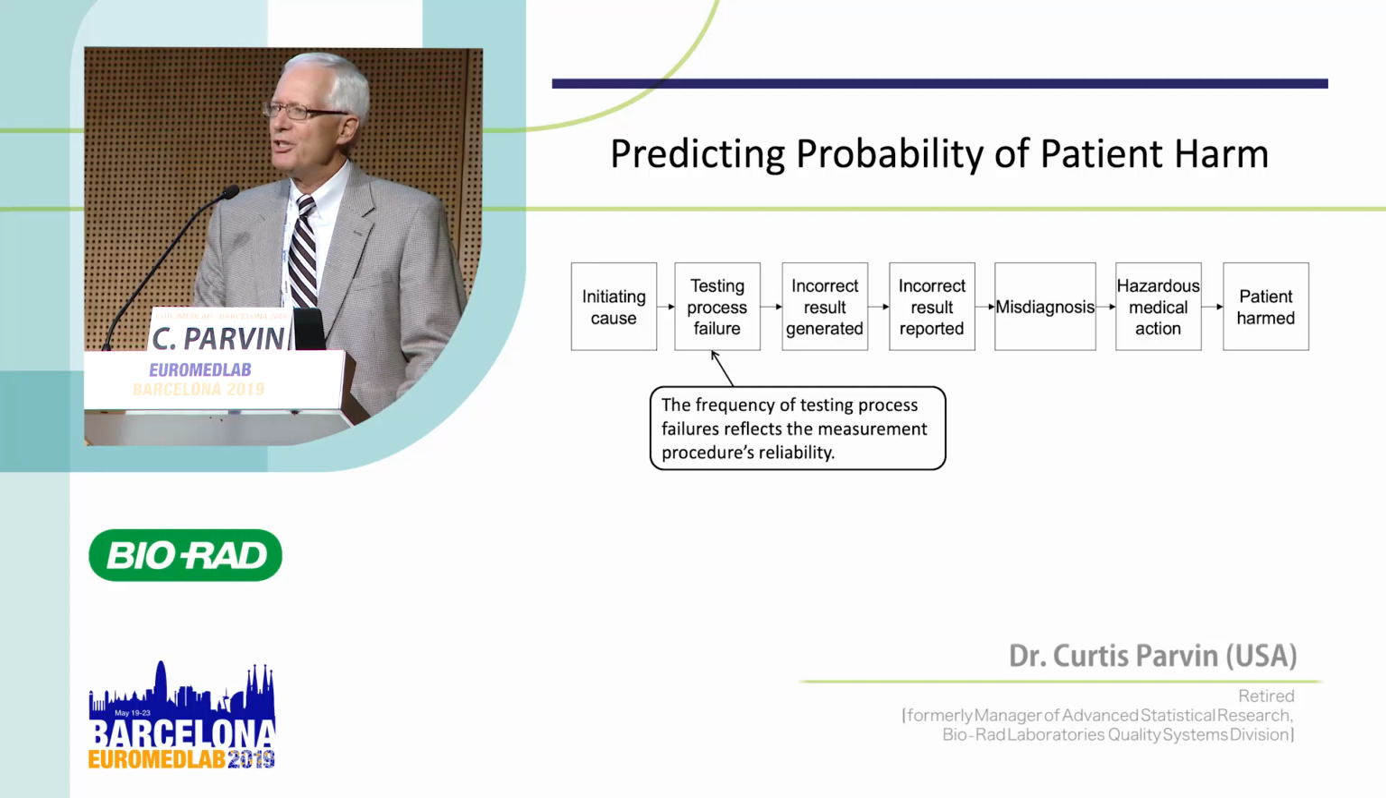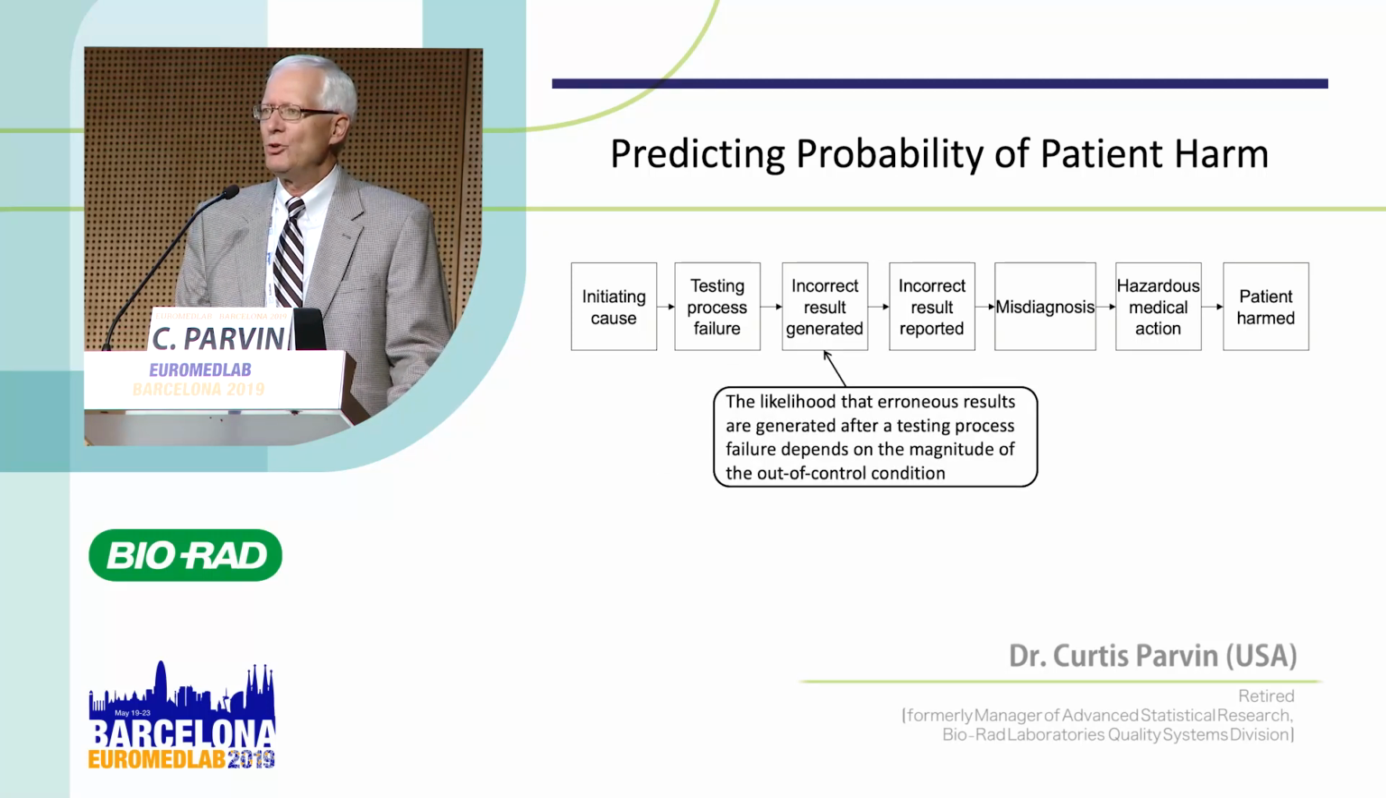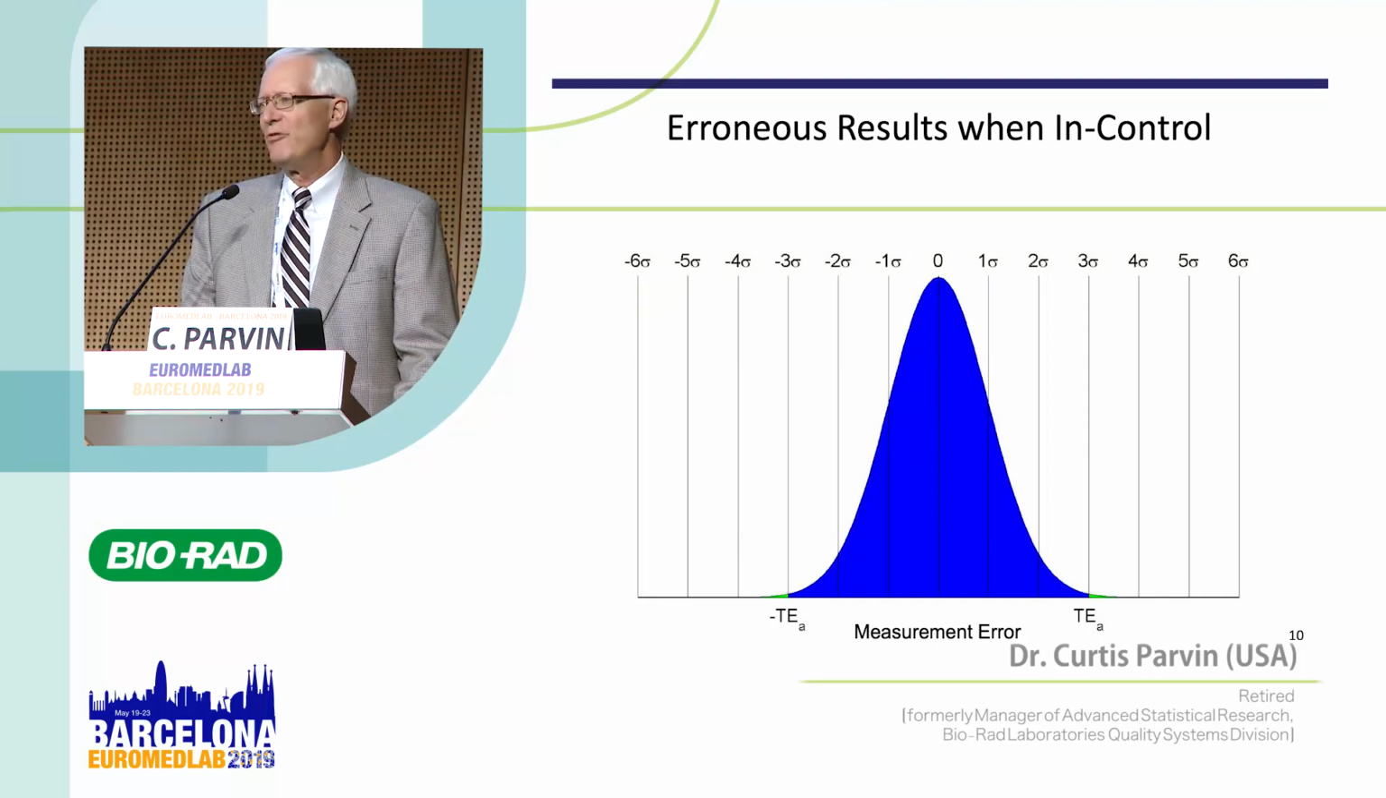Now, when an out of control condition occurs, depending upon its magnitude, that will determine the increased likelihood of producing results that fail the quality requirement. And I'll just give some cartoons to explain that. So this is meant to show the distribution of measurement errors for a measurement procedure.